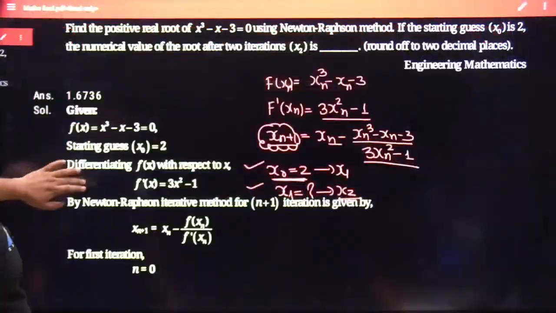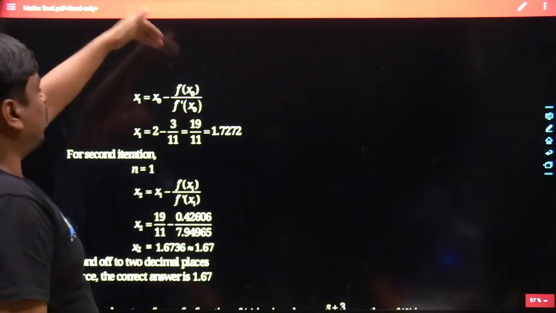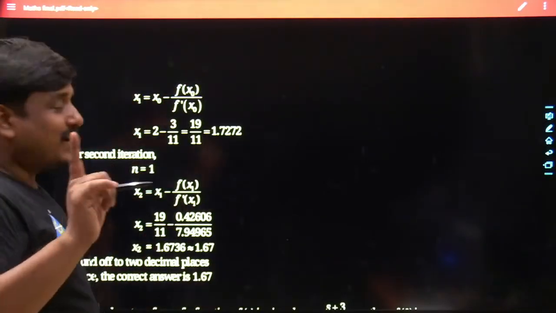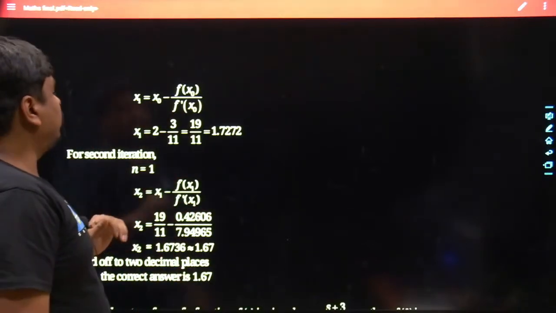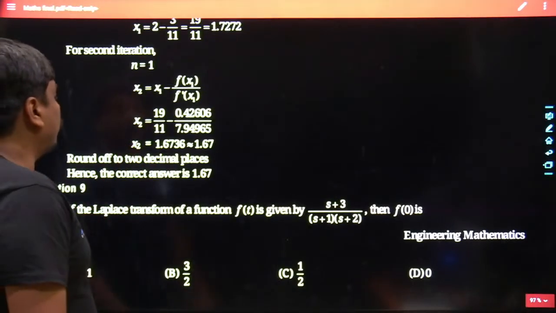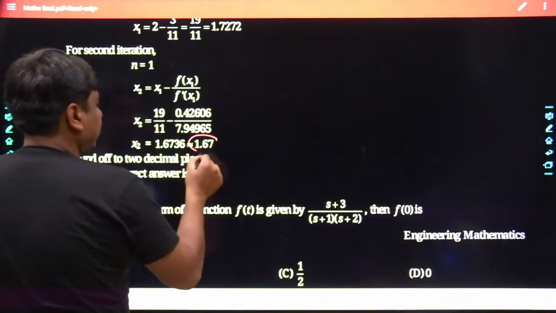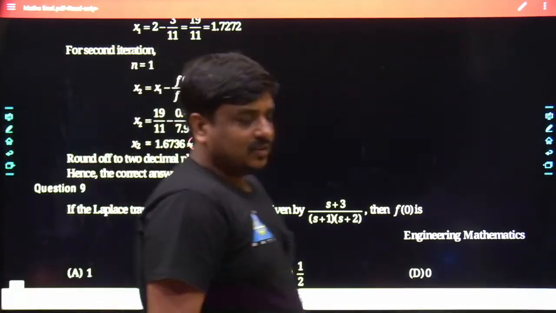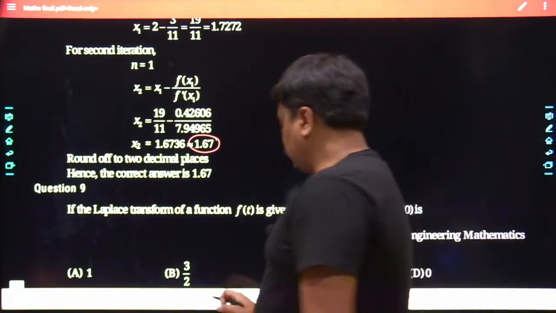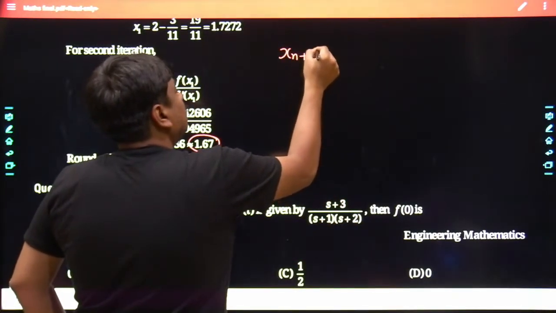And you yourself would be able to see the same thing has happened. I fed in the value of f of x naught divided by f dash x naught, which was 3 divided by 11. The first value of the iterative value has been found to be 1.727, and similarly, once we take the second iteration, I got the value of x2 as 1.6736. I need to get the value till its second decimal place, and hence the answer is going to be 1.67.